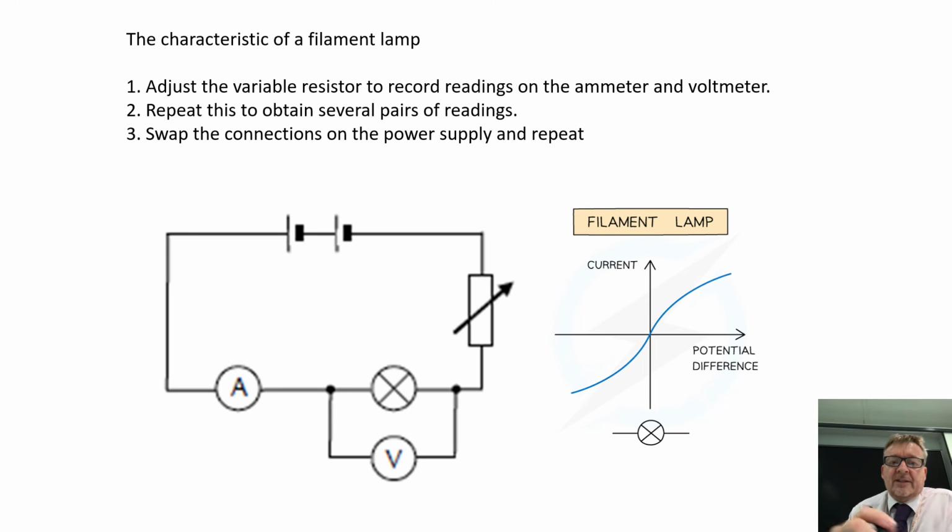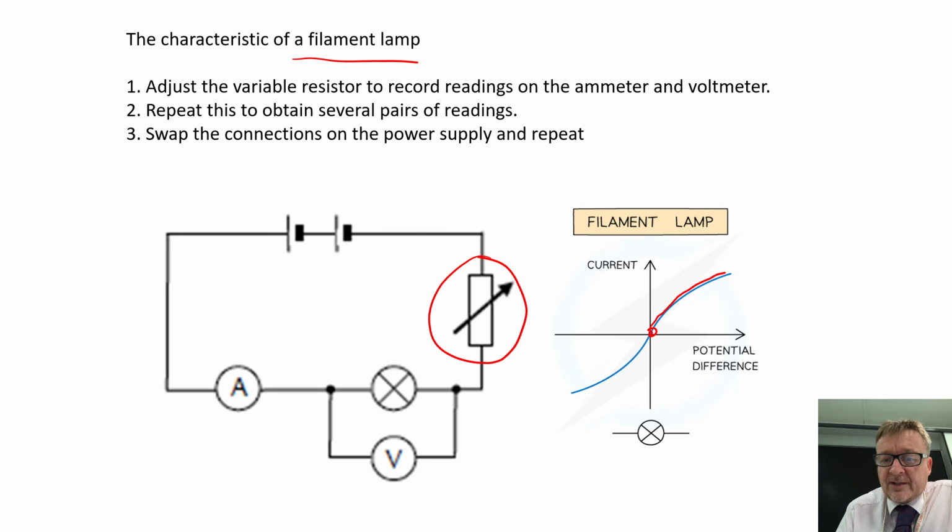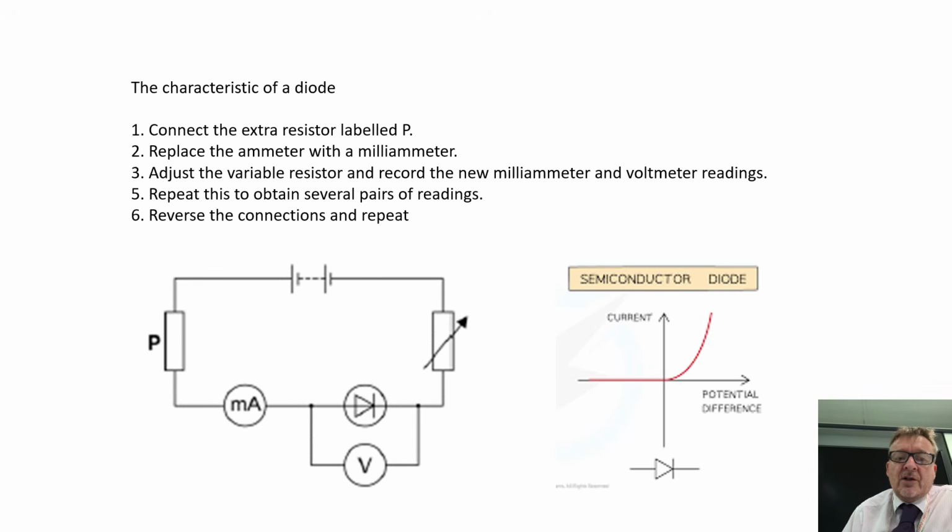The second method is doing it for a filament lamp. It's exactly the same structure, and again you adjust the variable resistor, and this time you get an S-shaped graph. The third one is then a diode. Exactly the same thing happens with a diode. Sometimes you might get an extra resistor added because diodes are very, very sensitive. You will get a milliammeter because the actual current change is very much less. But then you do exactly the same thing.